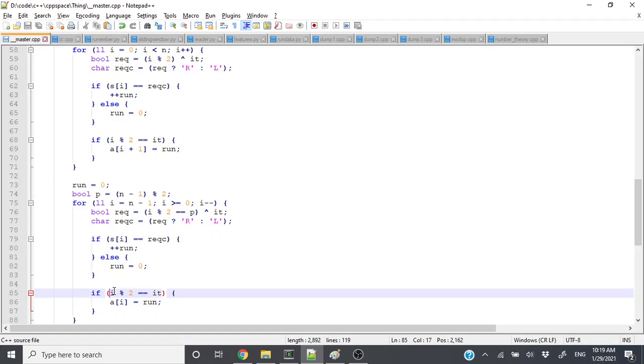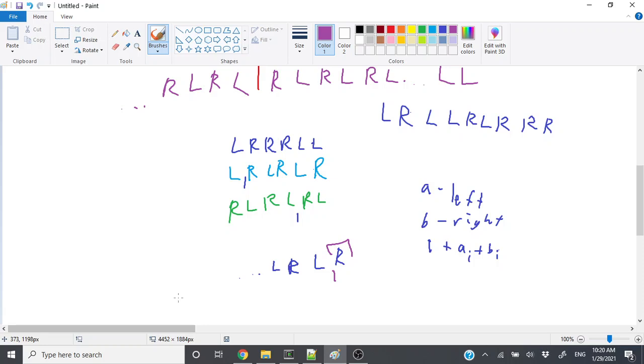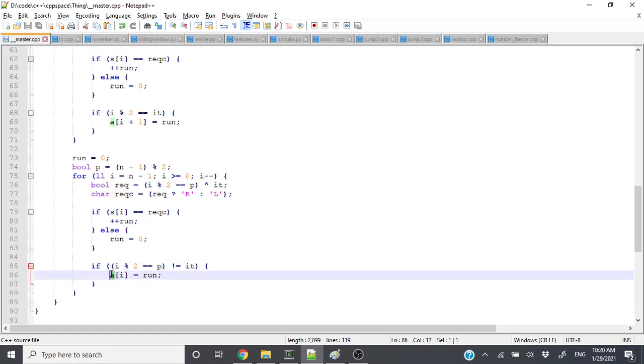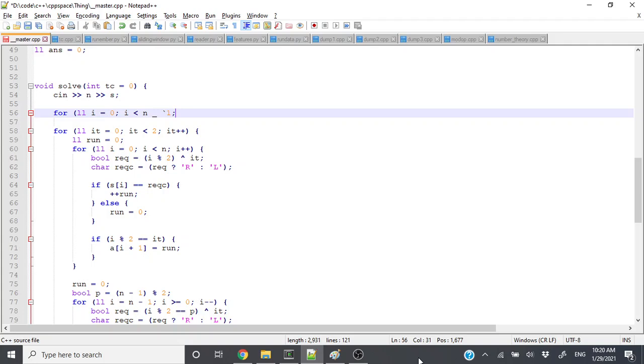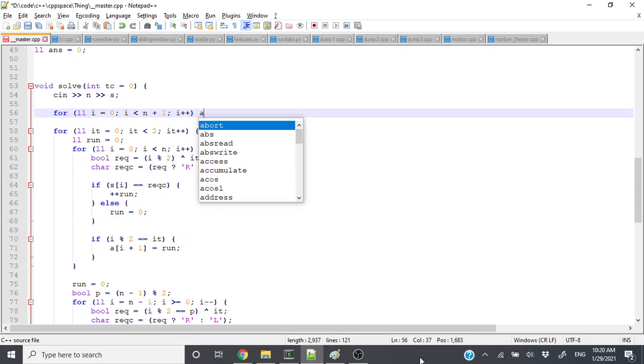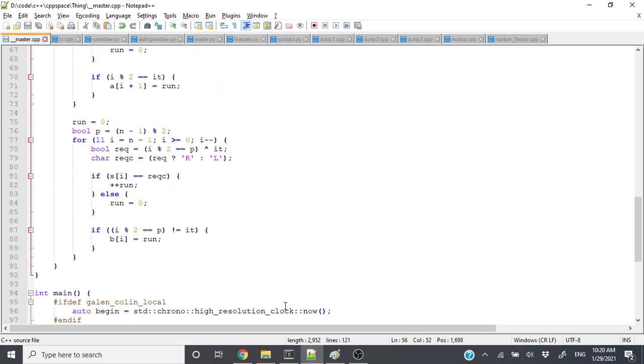So then if i mod 2 is equal to... if the fact that we're equal to the parity is not equal to the iteration. This is weird. Because if we're not flipped, then we do want it to be equal to the parity, because we're doing it like this. And if not, then we don't want it to be. Yeah. Basic idea.